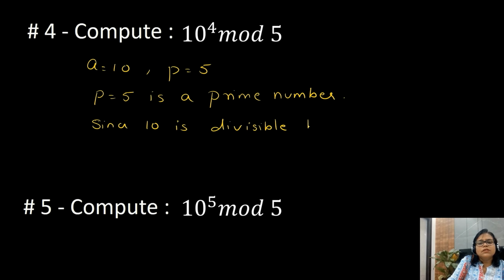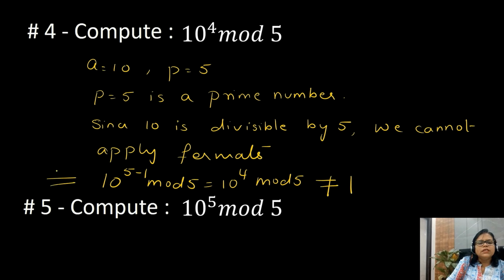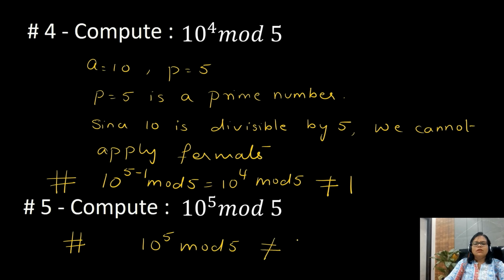Since 10 is divisible by 5, can you apply Fermat's theorem? No, we cannot apply Fermat's theorem. In this particular question, 10 raised to the power of 5 minus 1 mod 5, that is 10 raised to the power of 4 mod 5, is not equal to 1. You cannot replace 10 raised to 4 mod 5 by 1, or for that matter use alternate Fermat's theorem, that is 10 raised to the power of 5 mod 5 is not equal to 10.